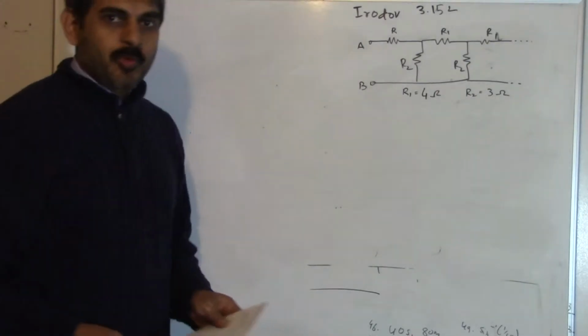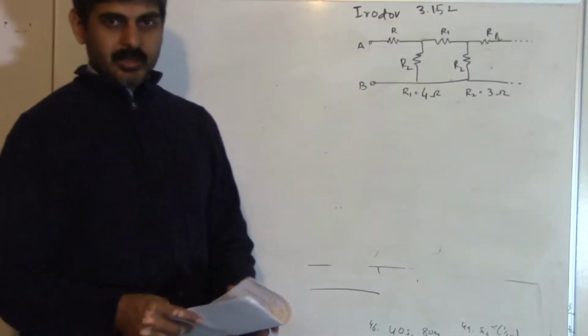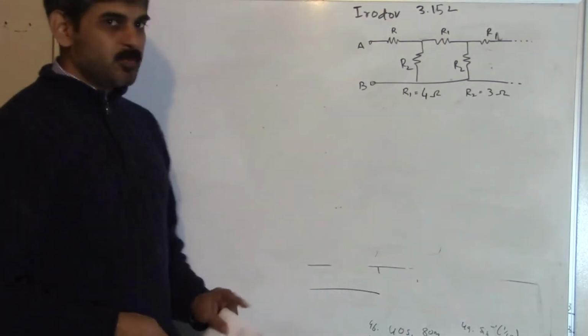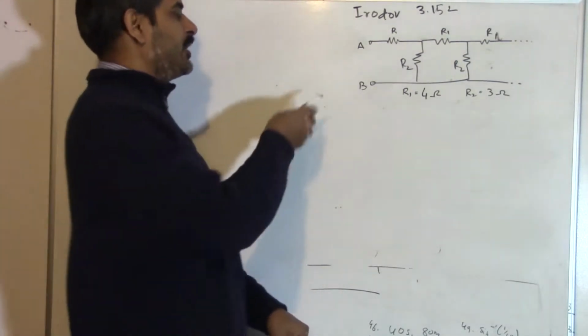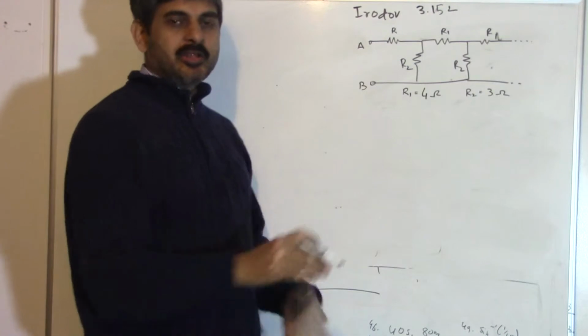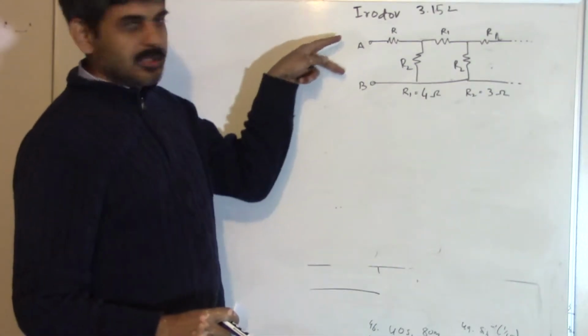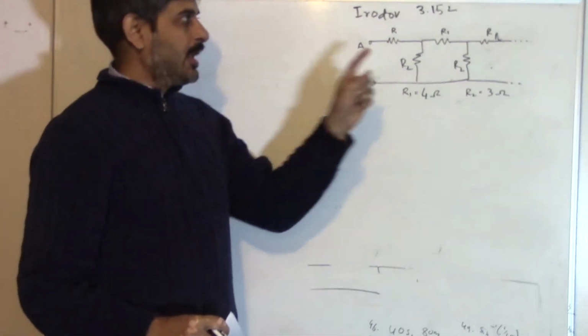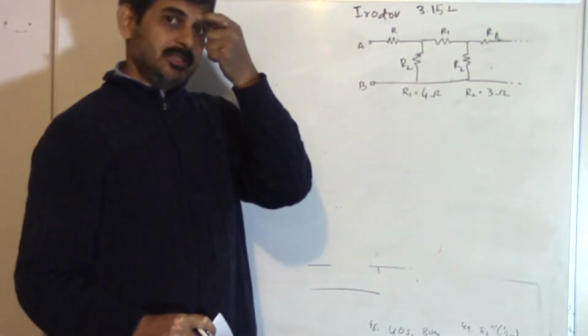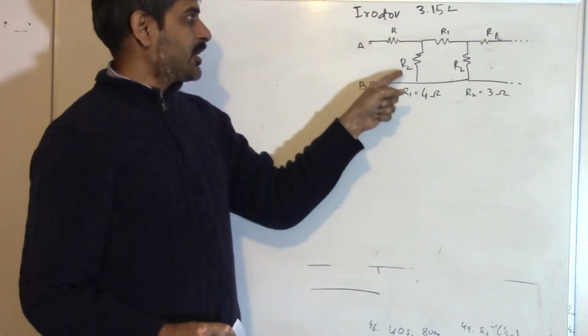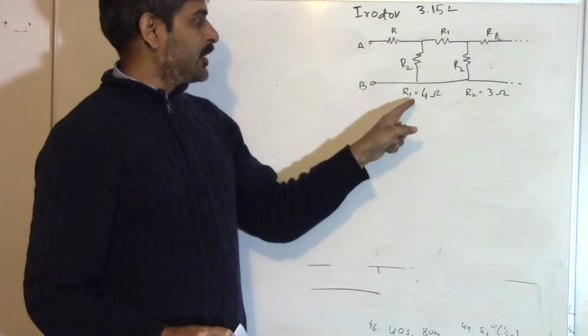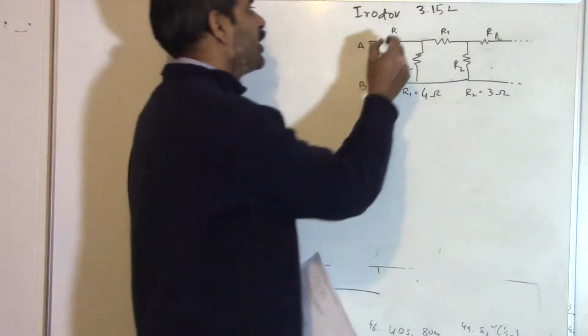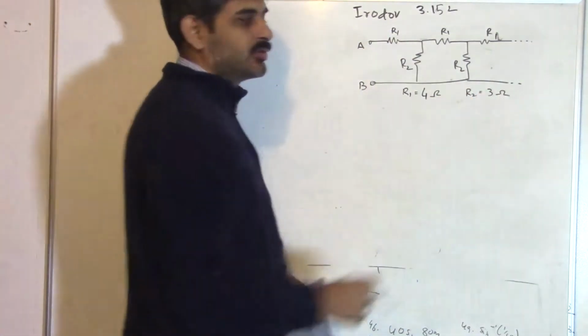So Irodov's problem again, electric current and resistors. In this one, we need to find out the equivalent resistance looking at these terminals A and B from here, and it's an infinite series of resistors R1, R2, R1, R2, and R1 is given as 4 ohm and R2 is given as 3 ohm.